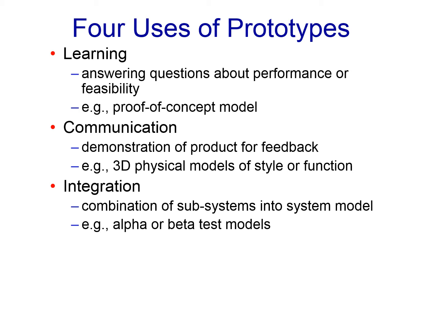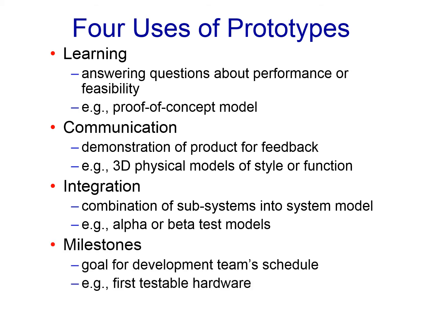The third is for integration, where we combine the subsystems into a single integrated prototype. Sometimes we test these subsystems independently, but they may not work together. Examples of such prototypes are the alpha and beta prototypes. Finally, milestones. Prototypes are usually used in conjunction with the project schedule and located at project milestones to verify the level of project completion, or can be used at gates in a stage gate project management system. Examples would include testable hardware.